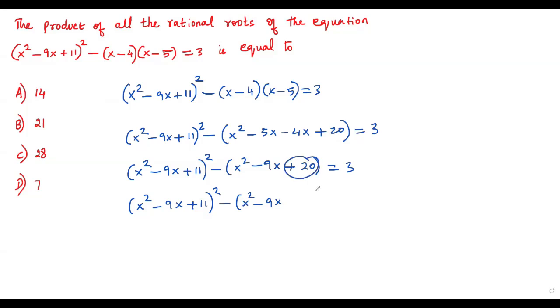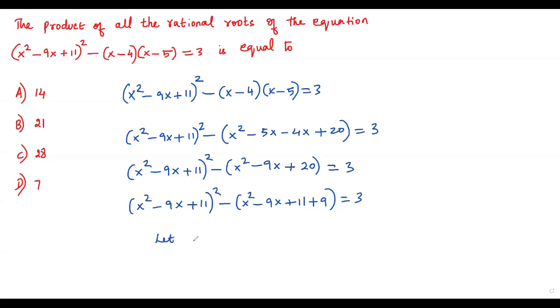Now I'm going to write this positive 20 as positive 11 plus positive 9. When I add 11 and 9, I'm getting 20 equals 3. So here we have a question: why do we write this 20 as 11 plus 9? Because whatever stuff we have inside the parentheses, x² − 9x + 11, I would like to have the same stuff over here. That's why I'm splitting up this 20 as positive 11 and positive 9. Now I'm going to assign a new variable for this stuff, x² − 9x + 11.